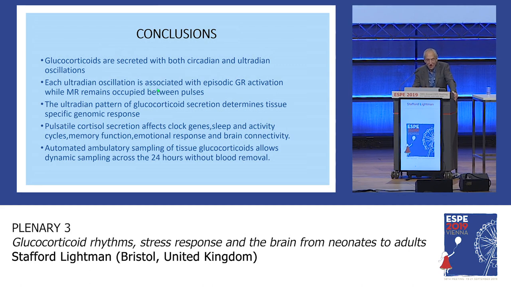Each ultradian oscillation is associated with episodic GR activation, whilst MR remains occupied between the pulses. The ultradian pattern of glucocorticoid secretion determines tissue-specific genomic responses. Pulsatile cortisol secretion affects clock genes, sleep, and activity cycles. It's important for memory function. It's very important for emotional response and for brain connectivity. And finally, automated ambulatory sampling of tissue glucocorticoids allows dynamic sampling across the 24 hours without any blood removal.